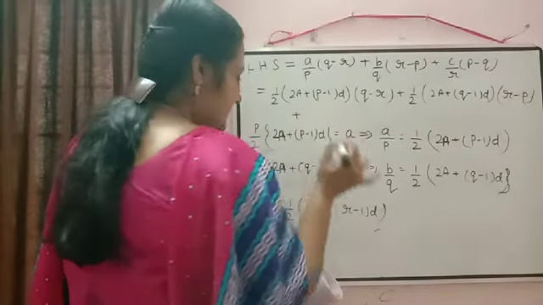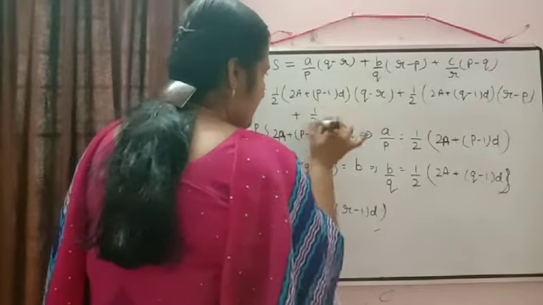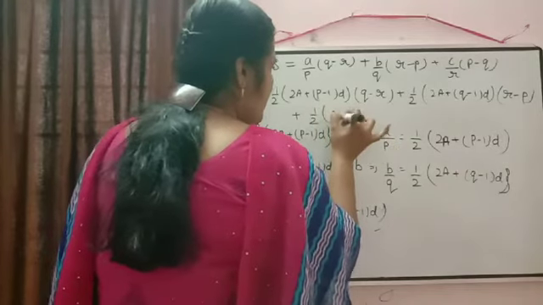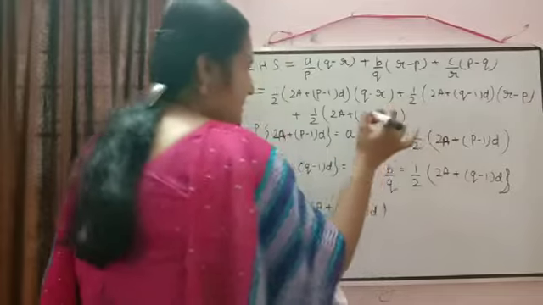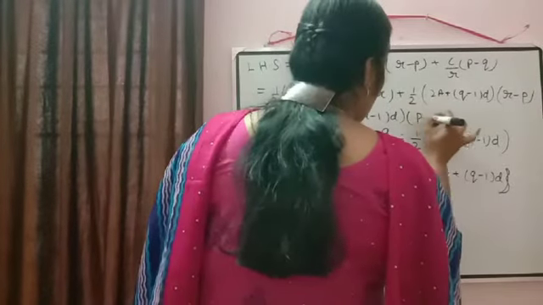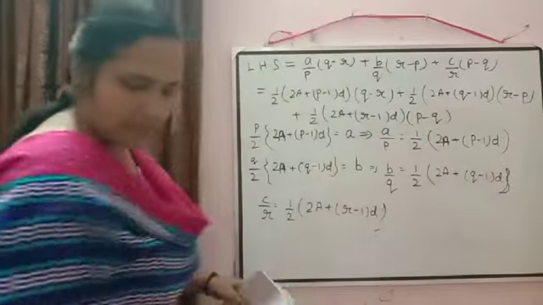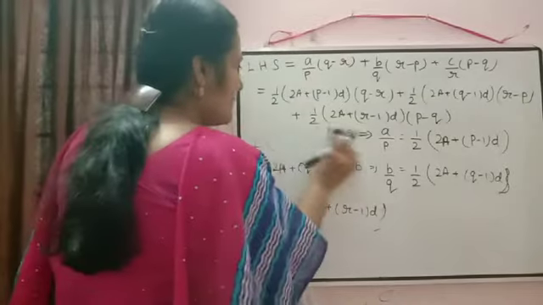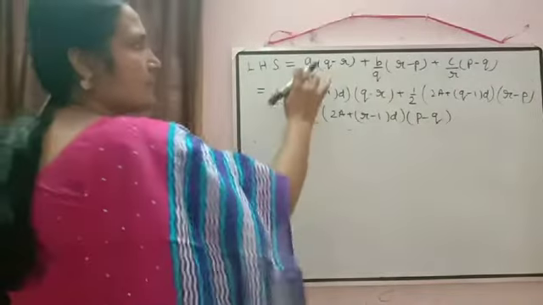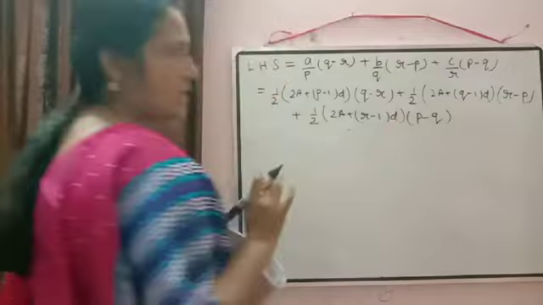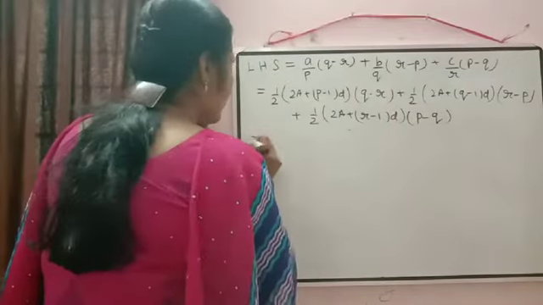Then plus C by R, that is equal to half into 2A plus R minus 1 into D. This expression is multiplied by P minus Q. So we did nothing there, we just wrote what A by P, B by Q and C by R are. After that, in the left hand side, we just substituted the values there. Now we can check how we can simplify it.